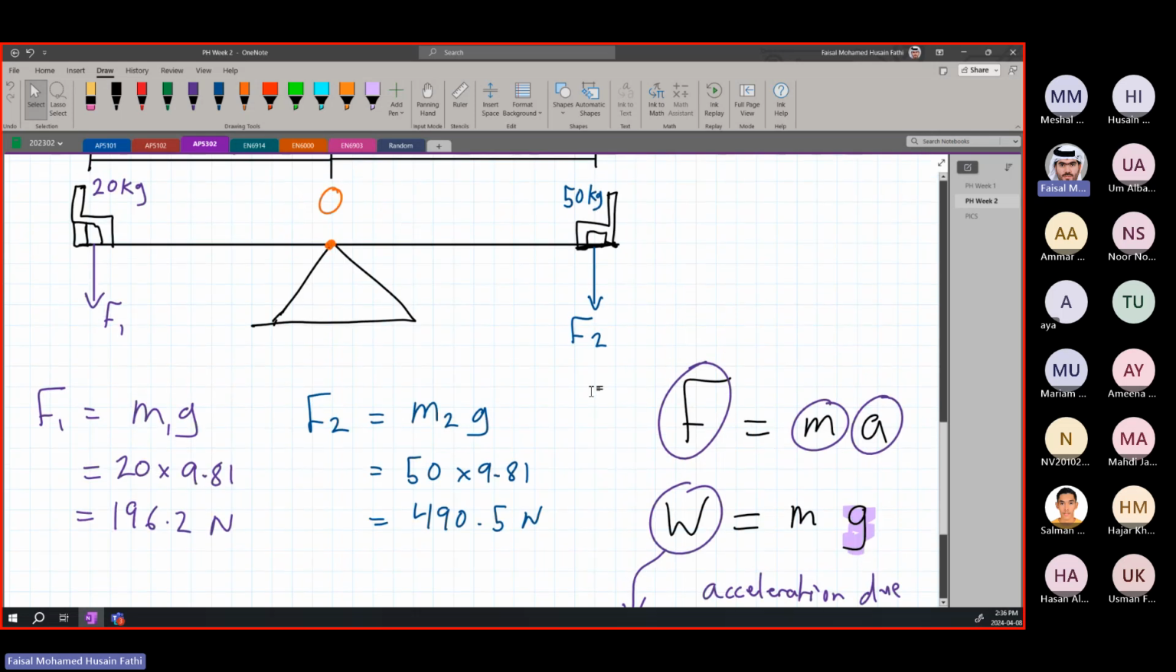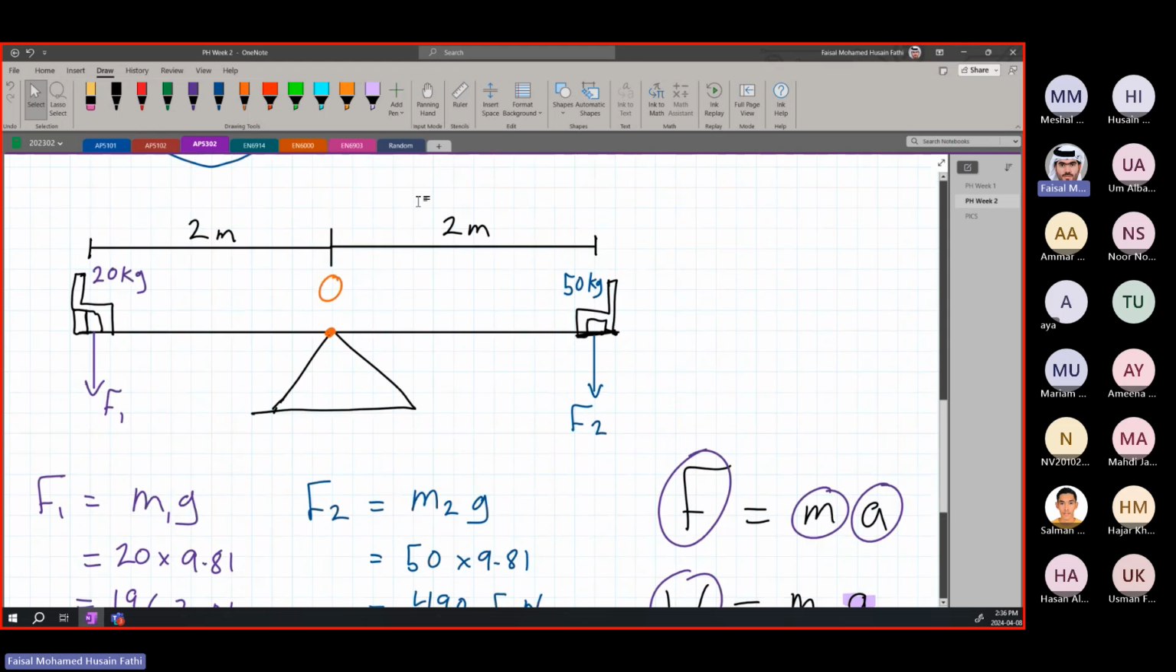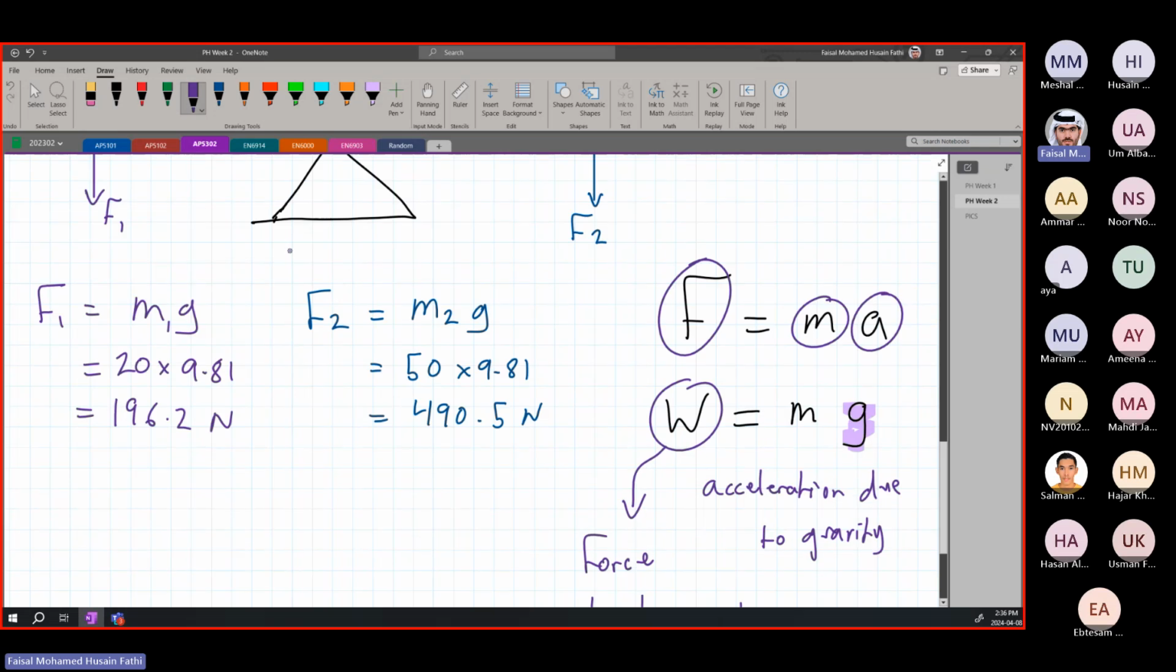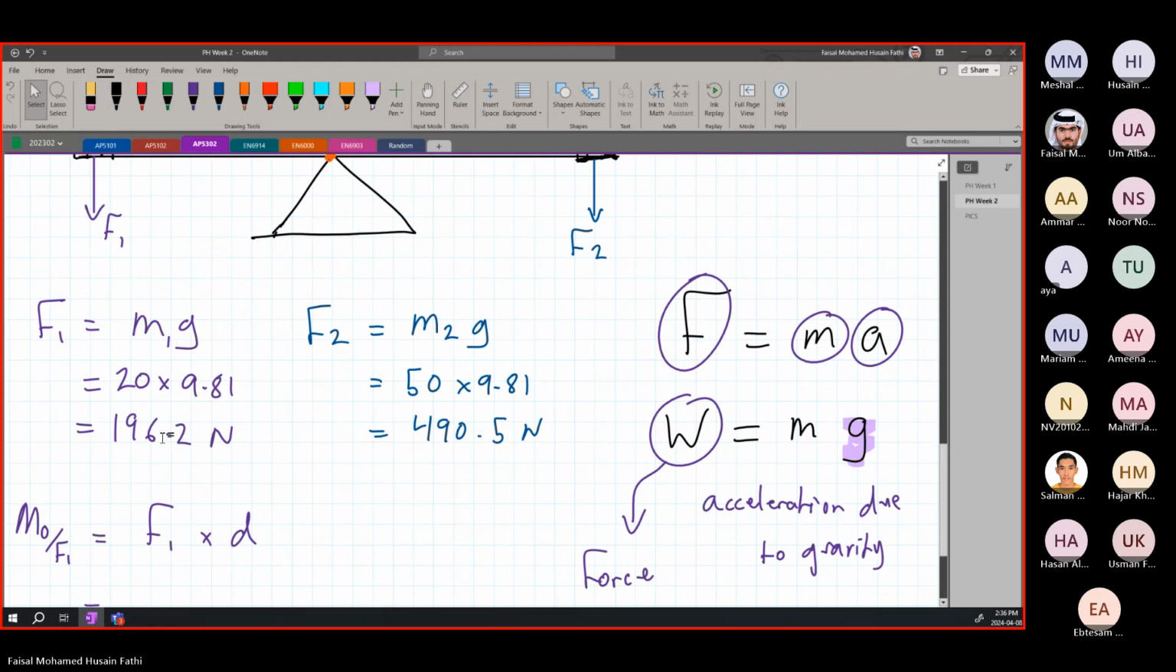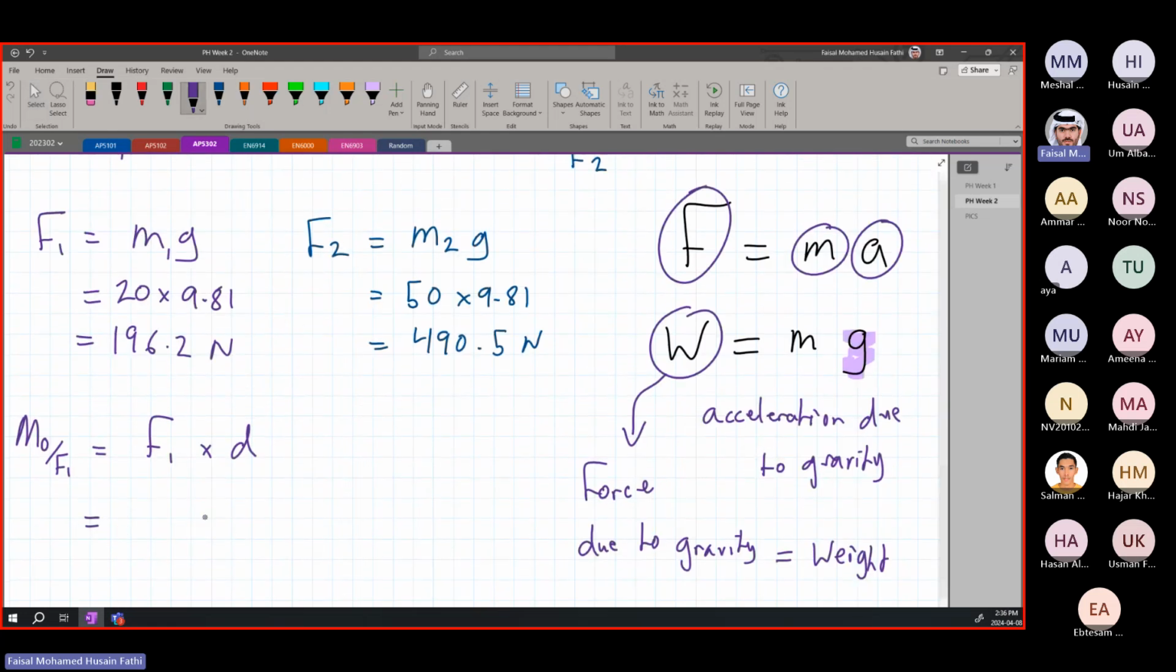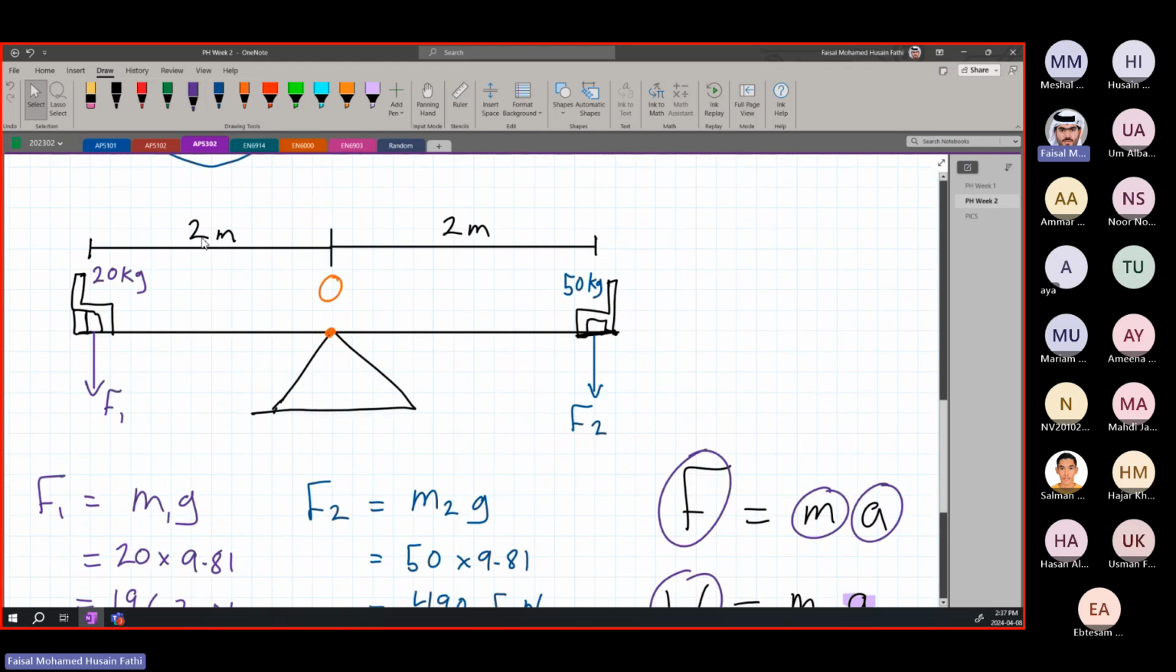Now back to the question. We found our force 1, we found our force 2. We have our distances, 2 meters and 2 meters. So let's start finding the moments for each one. The moment of F1 is going to be equal to F1 times the distance. All right? So what is F1? F1 is 196.2 newtons. Over here, 196.2 times the perpendicular distance D1.